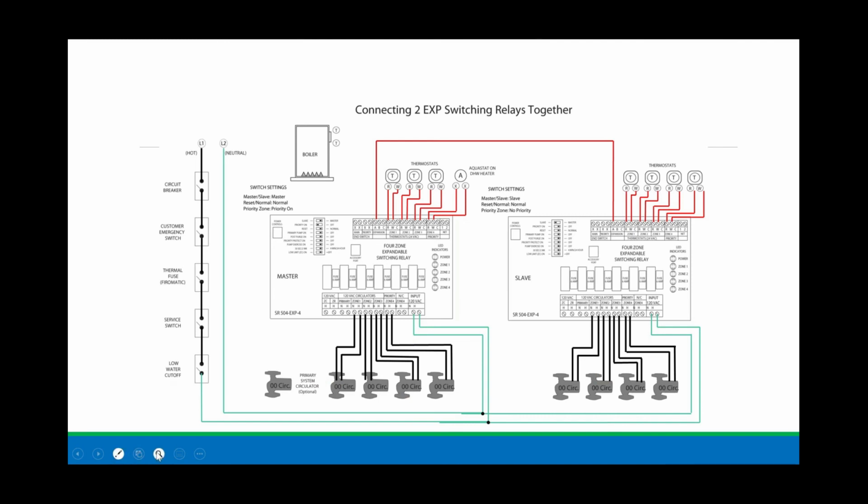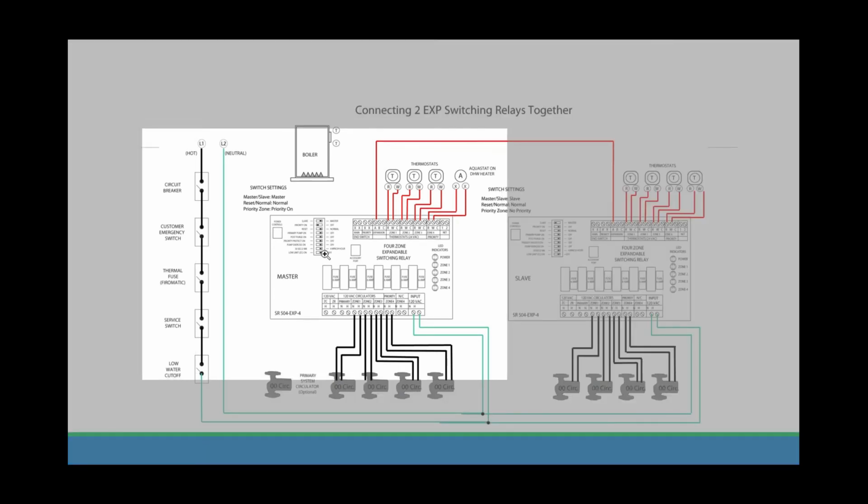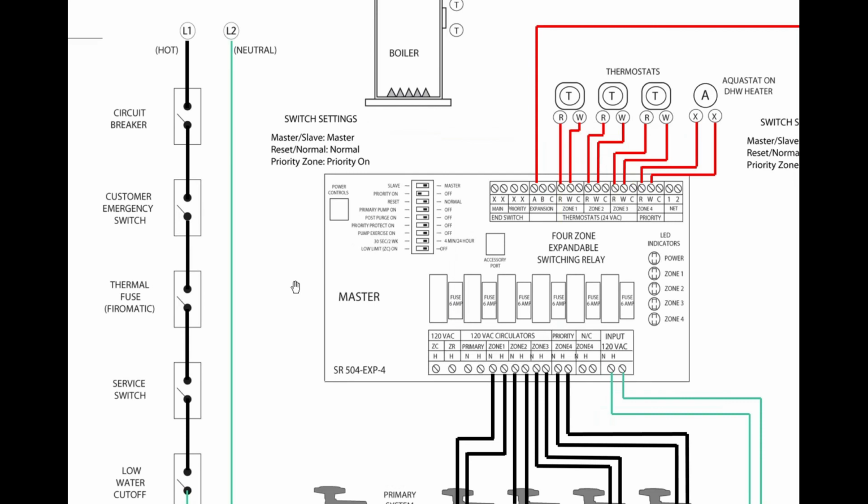Right here, you can see those dip switches, and you can see slave and master. The master panel is going to be the one that does all the communication back to the boiler. So that dip switch has to be set to master. If you're going to have priority, either on or off on that particular panel, you set the dip switch to its proper place.